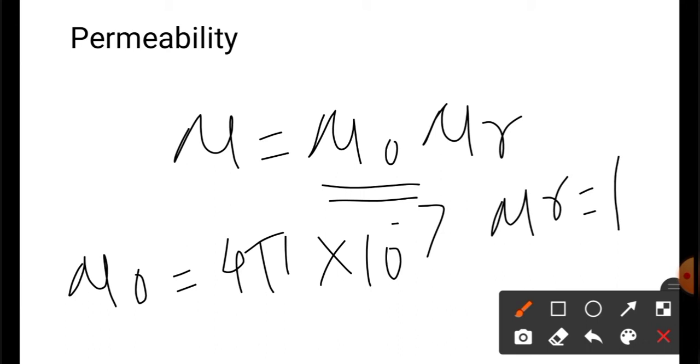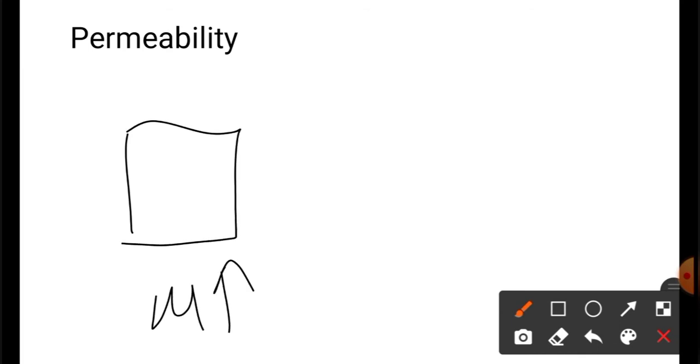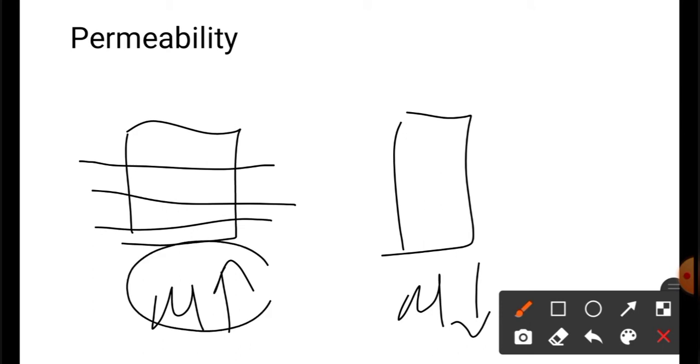Now we will discuss the definition of permeability. Consider two materials. The first material has high permeability and the second material has less permeability. If we place the first material in the magnetic field, the magnetic flux passing through it is high because of high permeability. In case of the second material, if it is placed in the magnetic field, a lesser amount of magnetic flux passes through it because the permeability of the material is less.